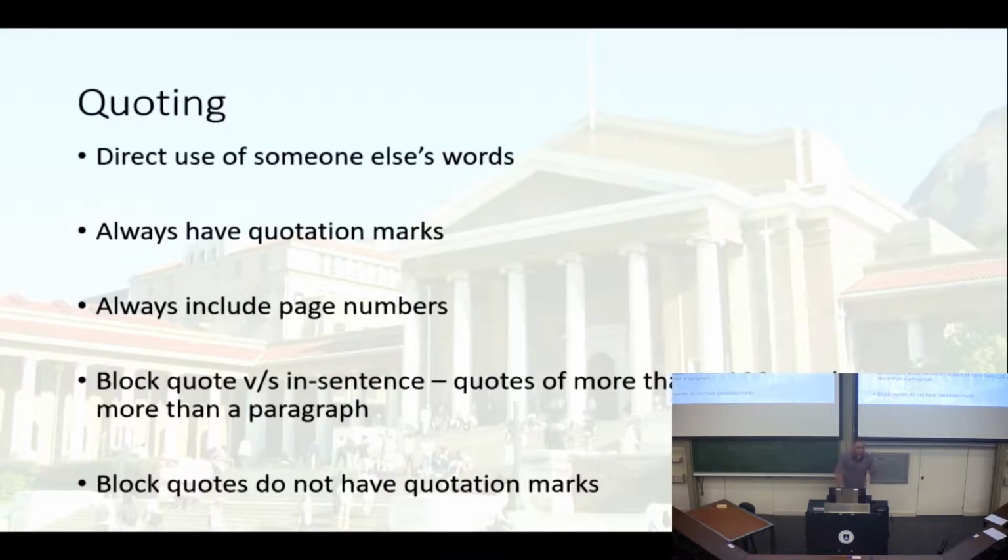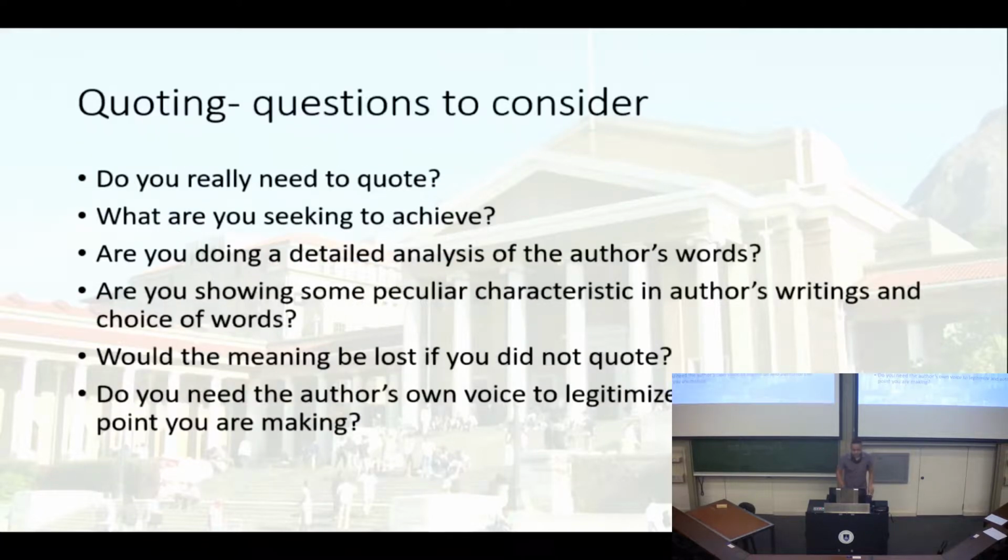Okay, quoting. Quoting is obviously direct use of someone else's words using quotation marks. And you obviously need to include page numbers always. If you use more than 6 lines or more than 100 words, it needs to be in block quotes in your essay. So the margins need to be smaller for that paragraph. And then block quotes don't have quotation marks. Don't put quotation marks around block quotes. We can see that you're using a block quote.